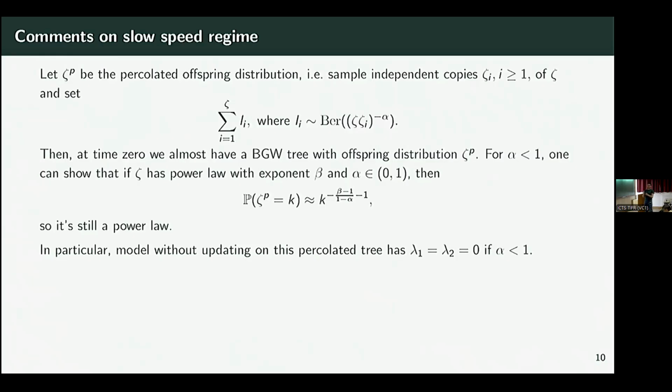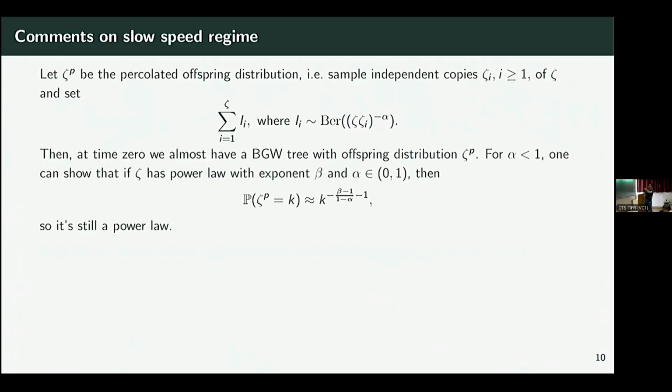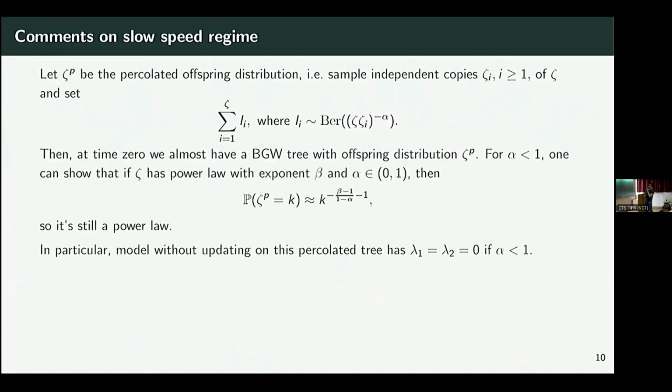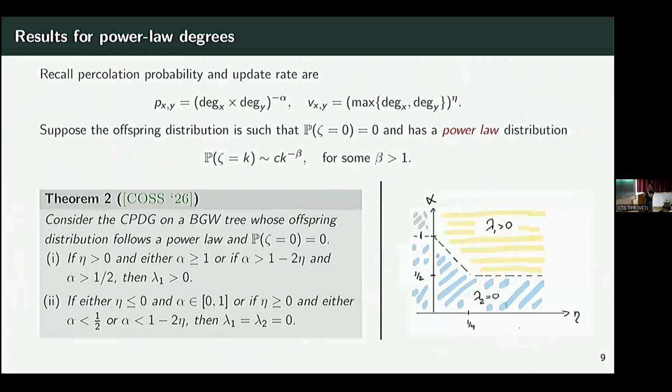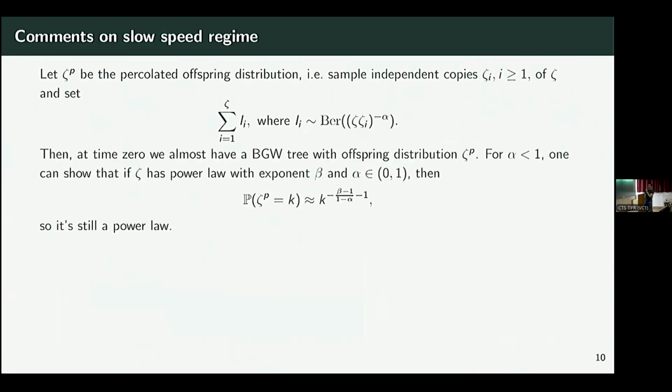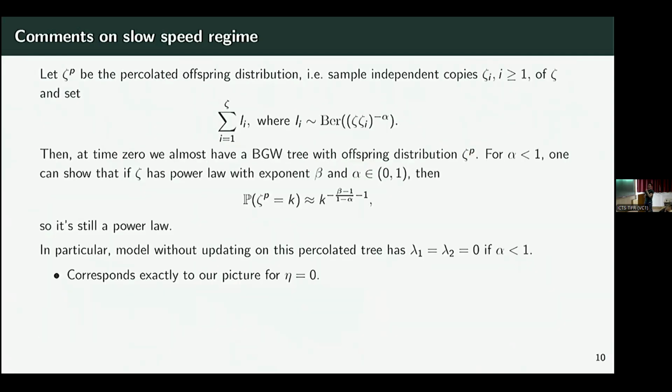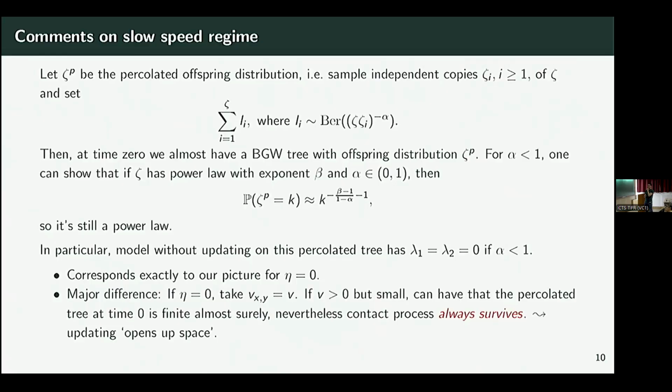And what we see is that the dynamics change this picture. Oh yeah, and I should say this is for alpha less than 1, otherwise this doesn't make sense. If you look at this picture here, in this bit on the static tree, you would see lambda 2 is equal to 0, which is what we see if the dynamics are very weak. So that corresponds to our picture for eta equal to 0.